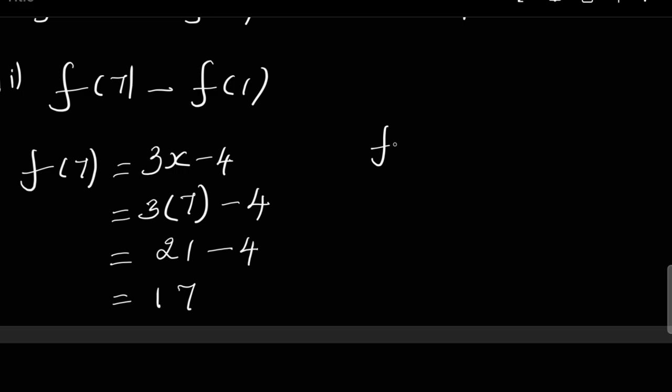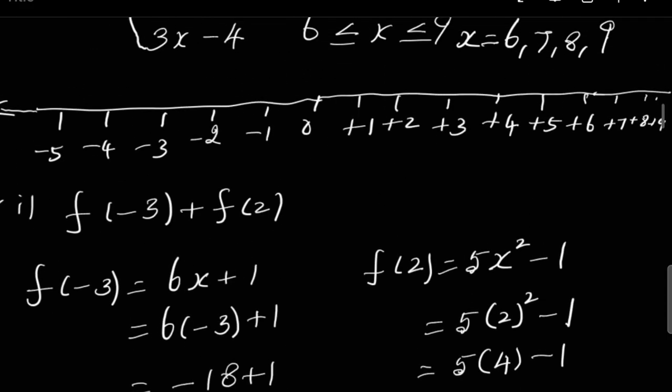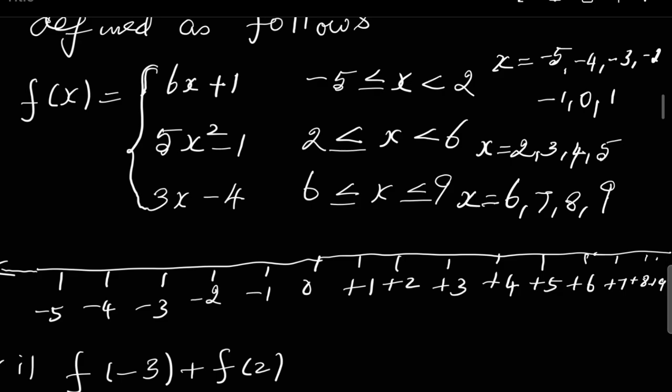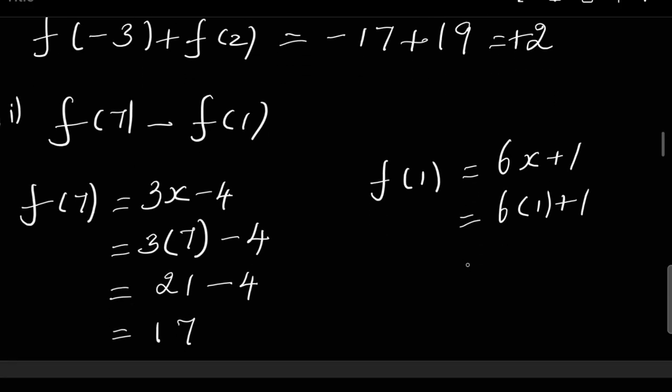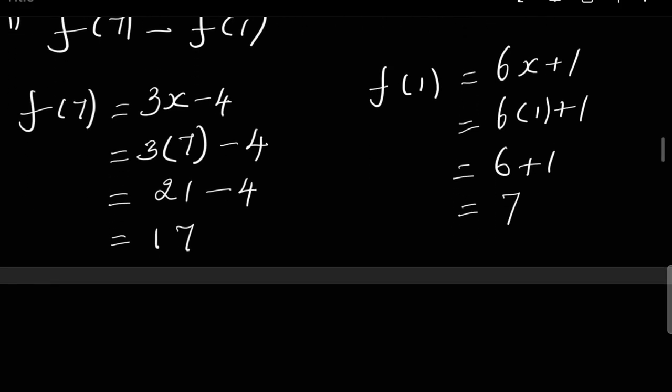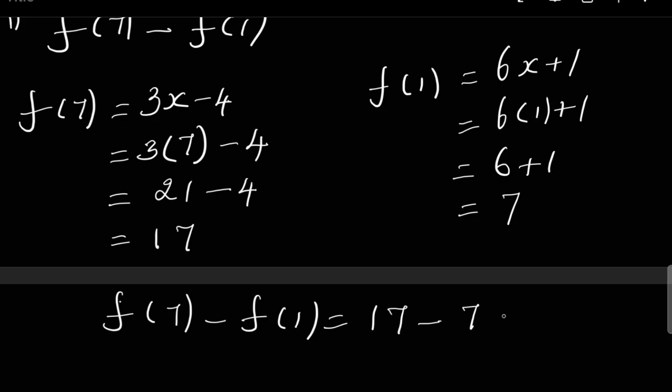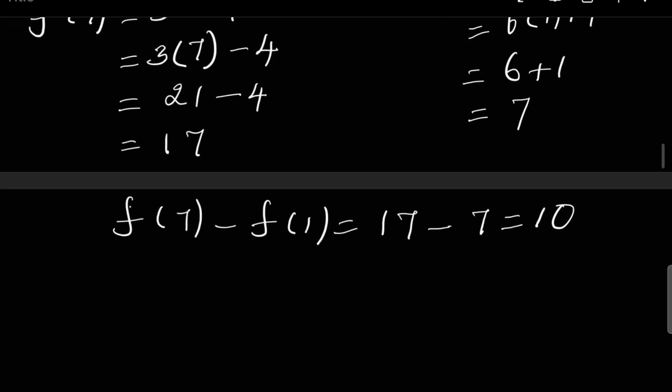Next you give f of 1, where x takes value 1, plus 1 in the first function, 6x plus 1. So 6 into 1 plus 1. 6 1s are 6, plus 1, that is equal to 7. You have to find f of 7 minus f of 1. So this is equal to f of 7 is 17, minus f of 1 is 7. 17 minus 7 is 10.